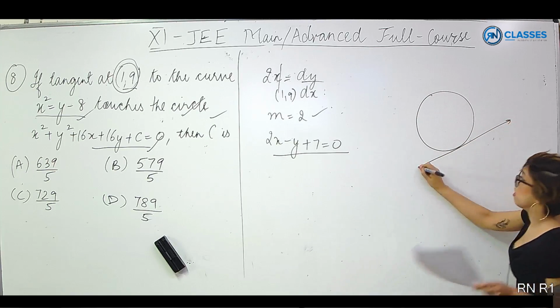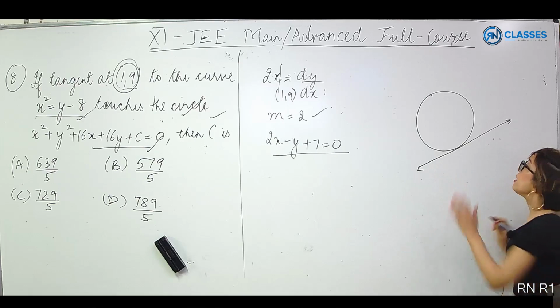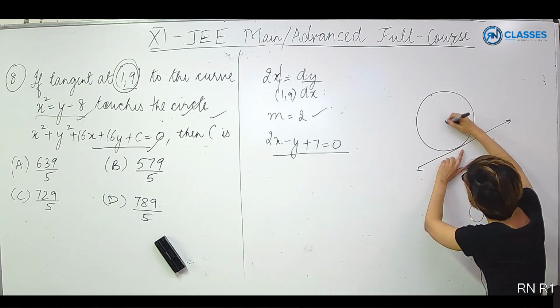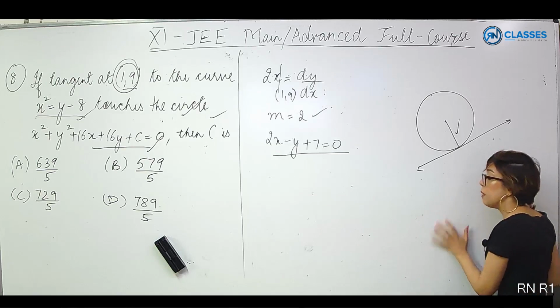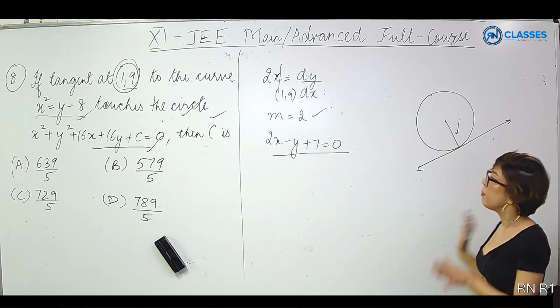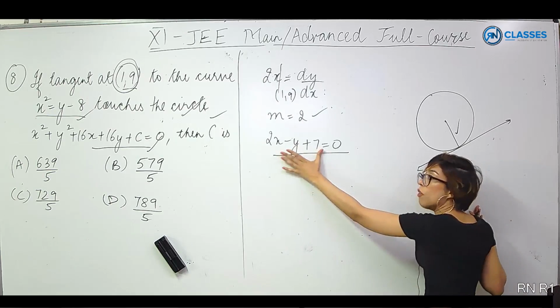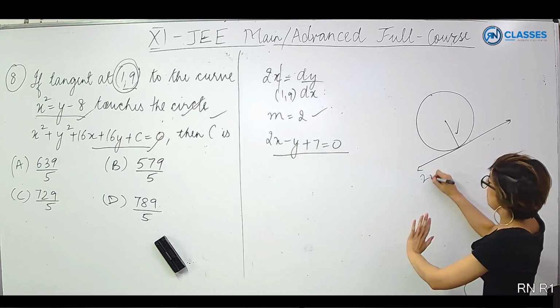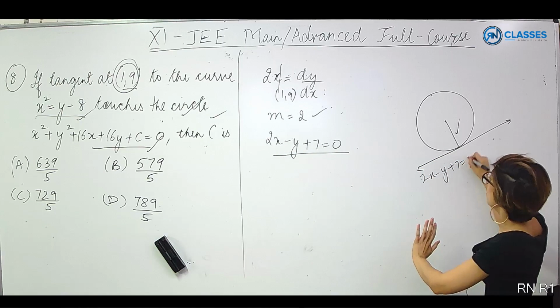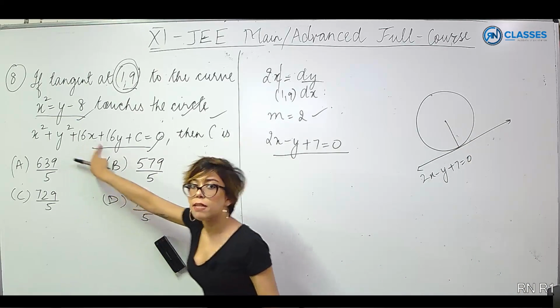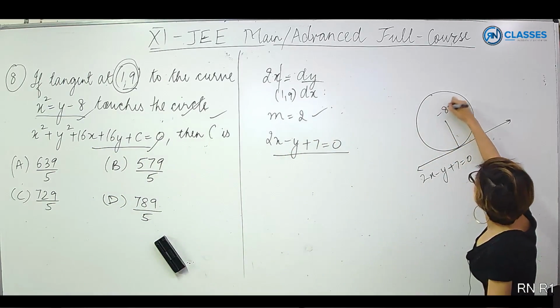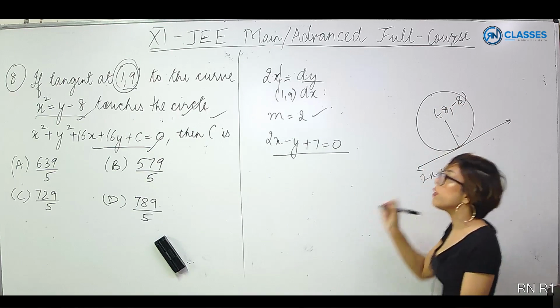A line touches the circle, basically. Right? The distance of the line from the center is equal to the radius. Since it is a circle, I'll be using this one because it is much easier to use. So the distance of, this is the line obviously, 2x minus y plus 7 equal to 0. Now I want the center. Center minus 8, I can see it. Right? Equal to the radius.